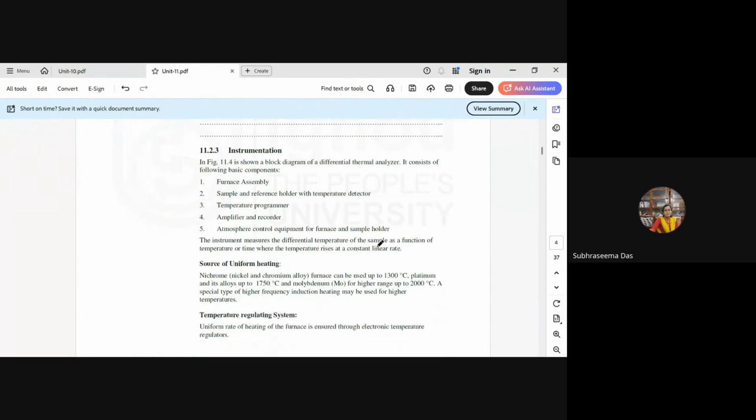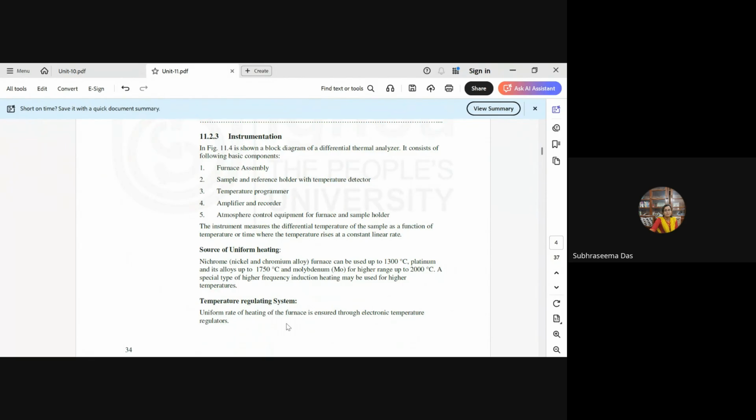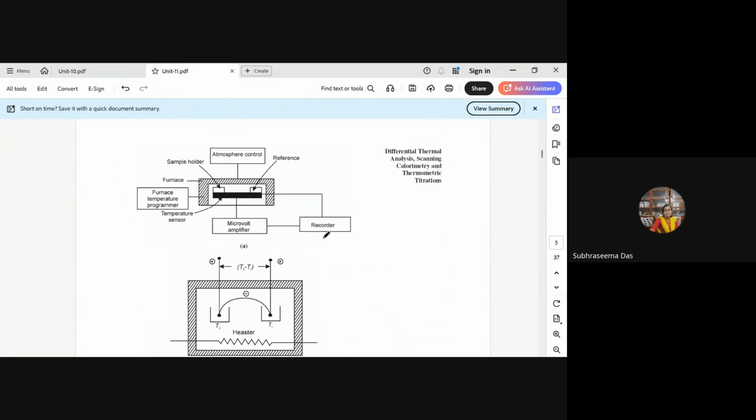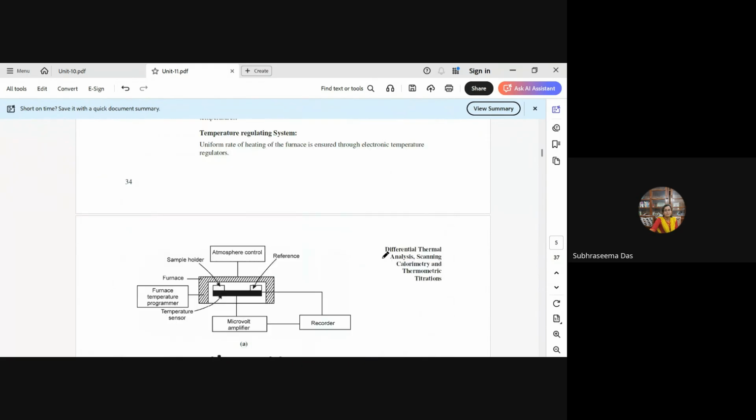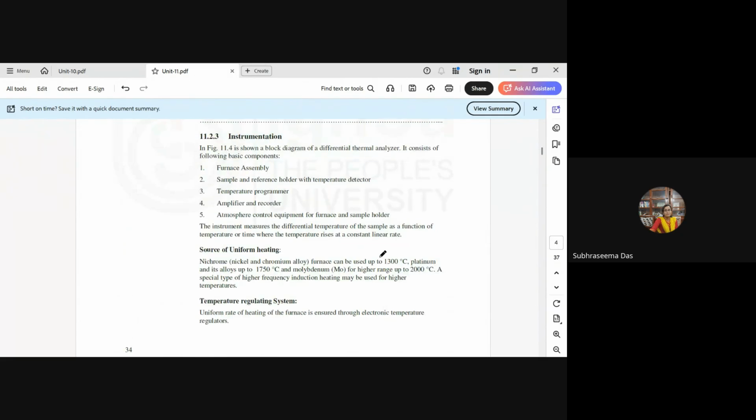So now coming to the instrumentation of a DTA. Here in figure 11.4, you can see the block diagram of a DTA, a schematic diagram of DTA. So it consists of the following basic components: furnace assembly, sample and reference holder, temperature programmer, amplifier and recorder, and the atmosphere control equipment.